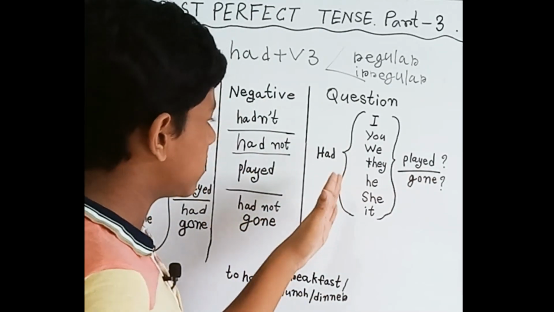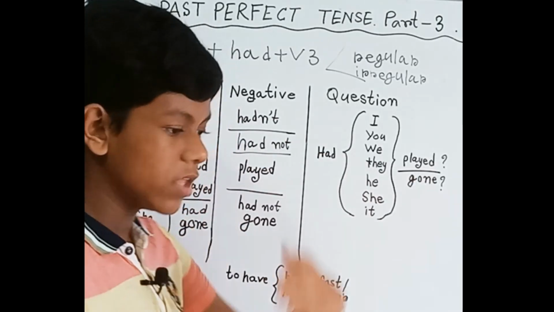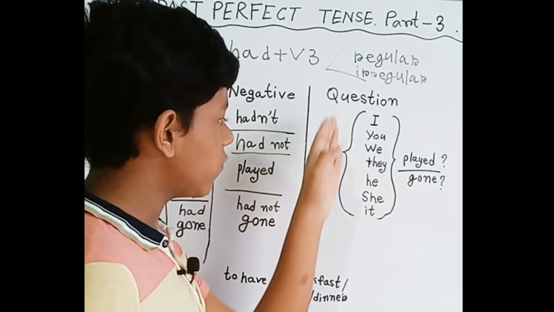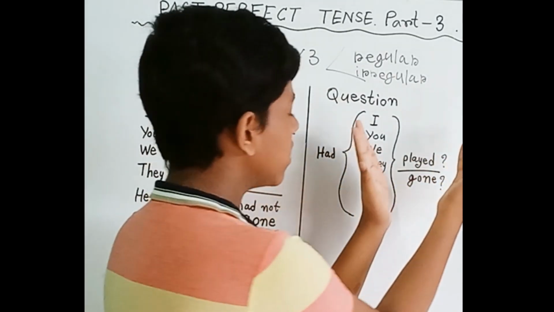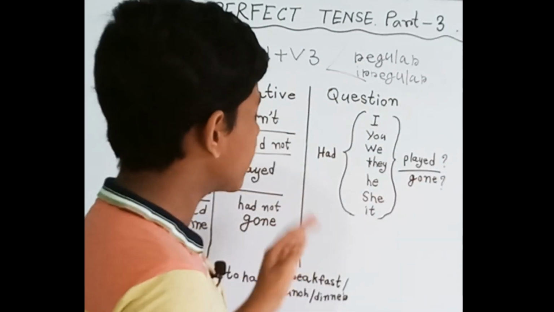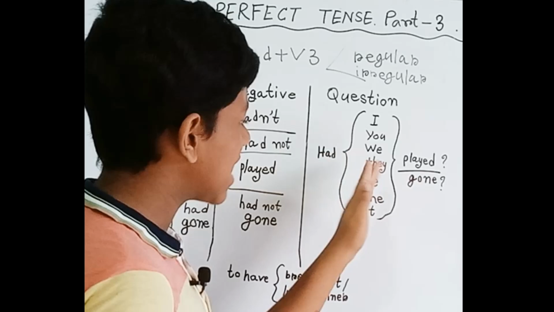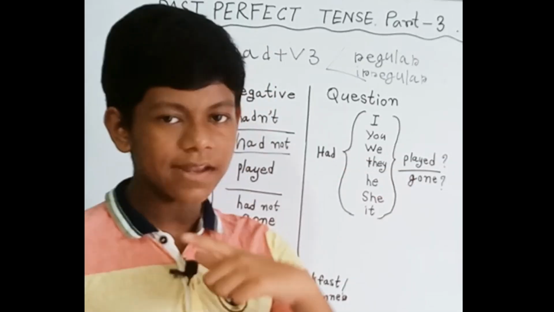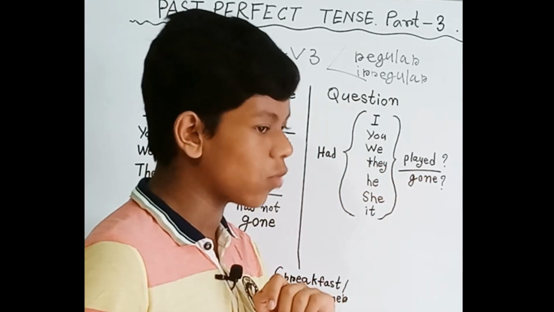What does it mean? During the question, we have to change the order. We have to put the had before all these subjects. And after the subjects, we have to keep the regular and irregular verbs. So let's see. Had I played, had you played, had we played, had they played, had he played, had she played, had it played.